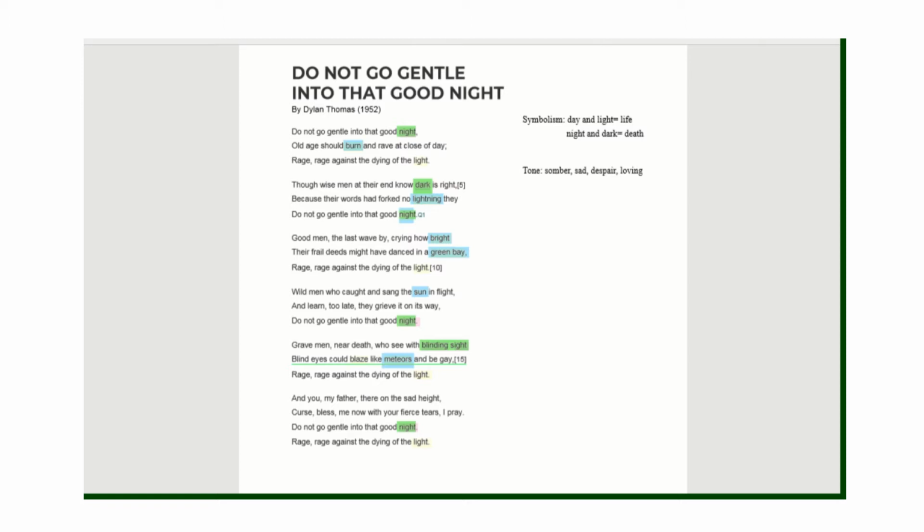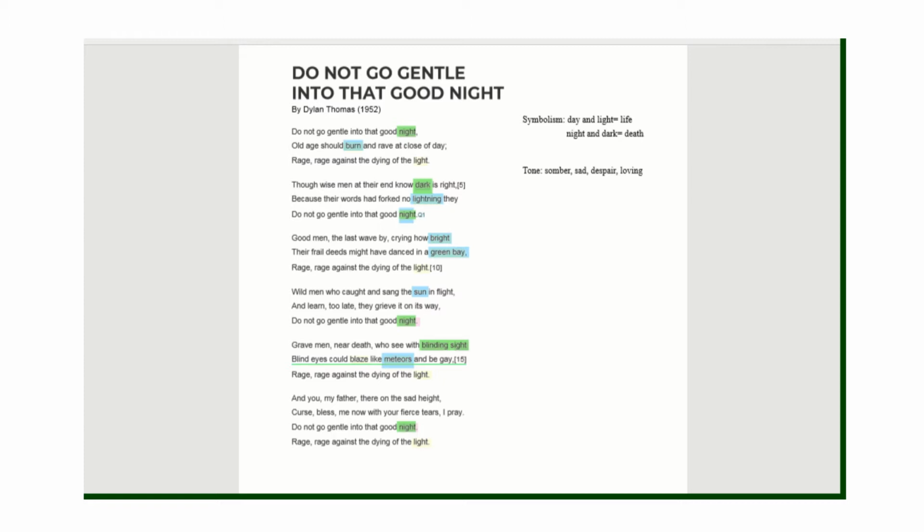Just to refresh your memory, you should have it written down on your poem, I highlighted all the words that have to do with day and light in blue, and that was symbolic of life. And all the words that are green was night, dark, symbolic of death. In addition, we talked about tone, and we said this tone was somber, sad, despair. You even could say loving, because he really loved his dad, and you can tell, right?